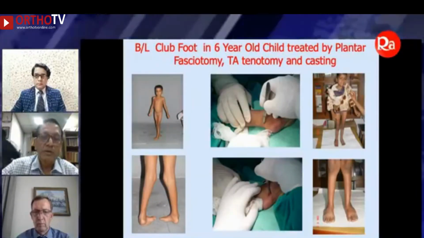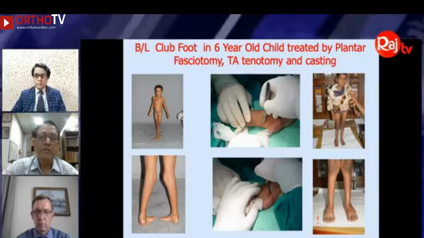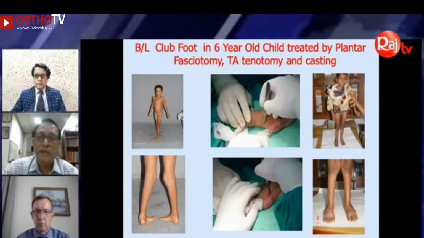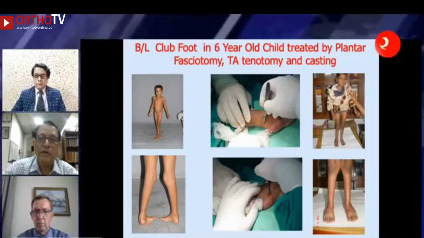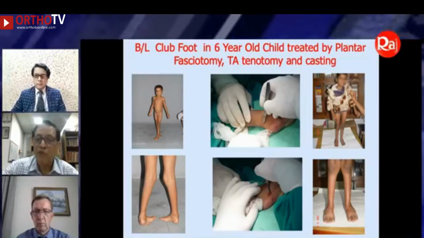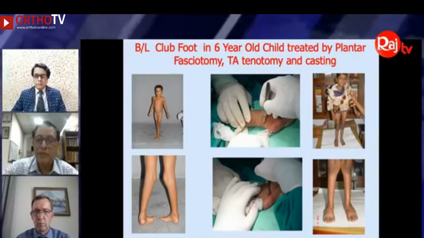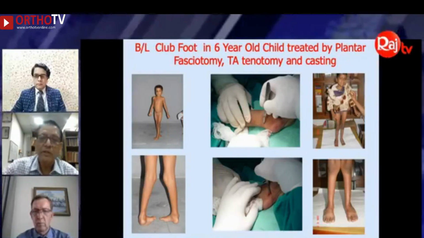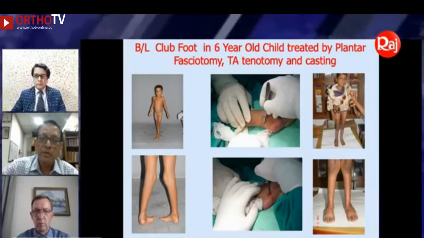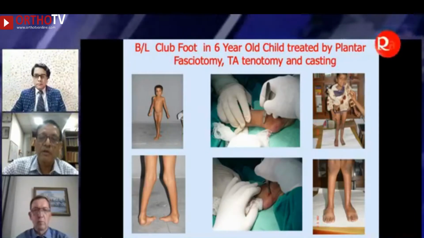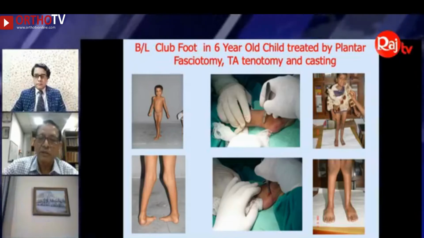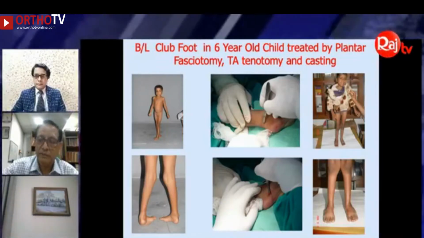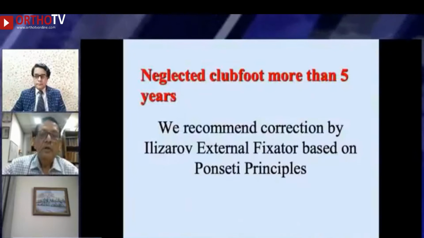This is another boy. We were very much excited. We were seeing that after a 6-year-old child was treated by plantar fasciotomy and TA tenotomy, and after casting, you can see the final photographs. It is a plantar foot there. This is the percutaneous tenotomy, plantar fasciotomy, and the percutaneous tenotomy of the tendon Achilles, and this is the final photograph of the child.